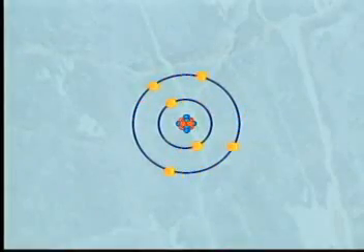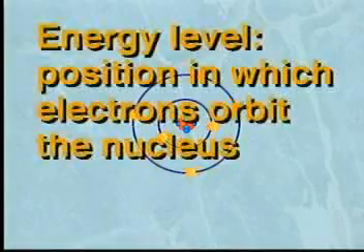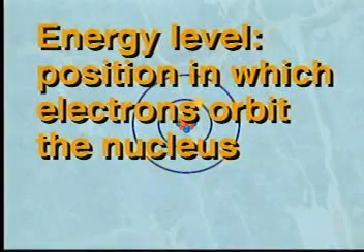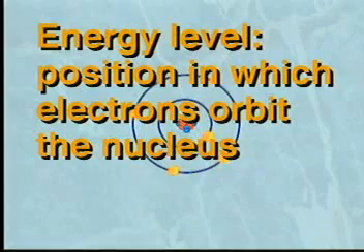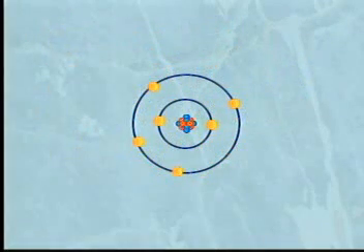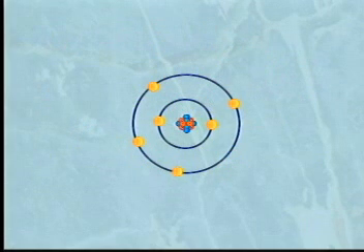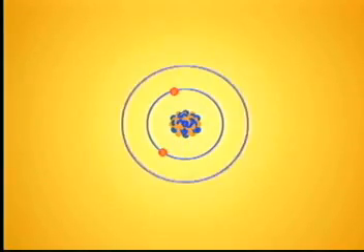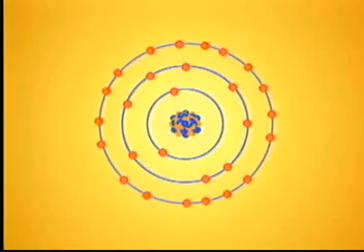Electrons hold specific positions orbiting the nucleus. We refer to the position in which electrons orbit the nucleus as an energy level. Each energy level can hold only a certain maximum number of electrons. The first, or innermost, energy level can hold no more than 2 electrons. The second energy level can hold as many as 8 electrons. And the third energy level can hold as many as 18 electrons.